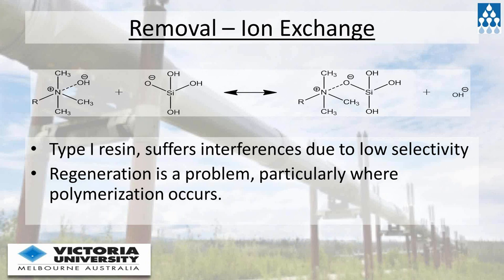The other process is ion exchange, and the important thing here to understand is that silica is very weakly ionic. So a traditional type 1 resin like what's shown here does not necessarily interact well with silica. It also has a very low selectivity because of the low interaction, the low ionic nature. So while we can use this sort of material probably as a polishing step for boilers, it's not suitable for brines where we've got significant quantities of other materials. Also, regeneration becomes a problem of these materials, particularly if we keep passing silica through and we end up getting polymerization. So we need to make sure we regenerate it at the right time.